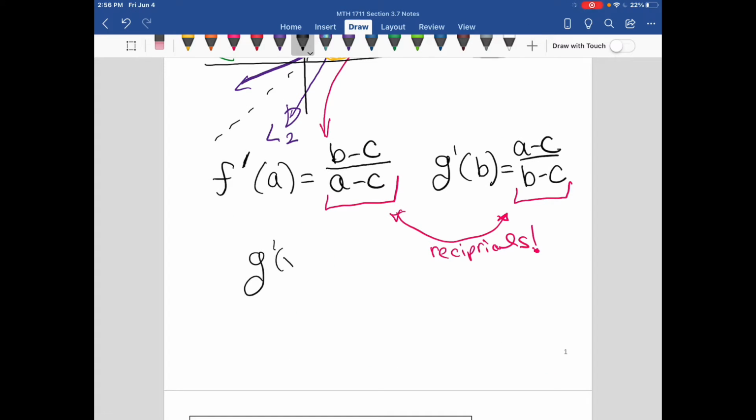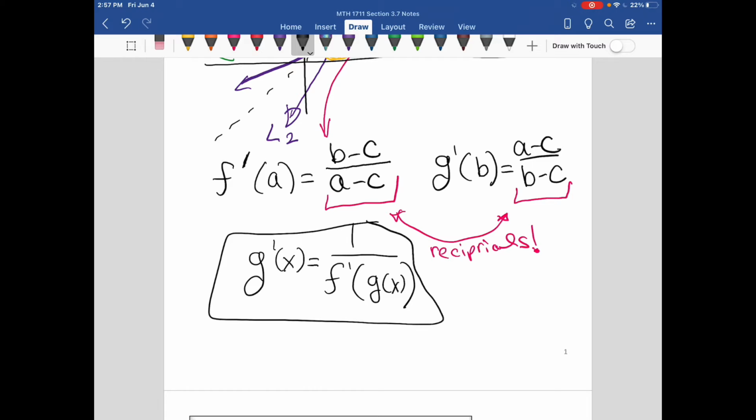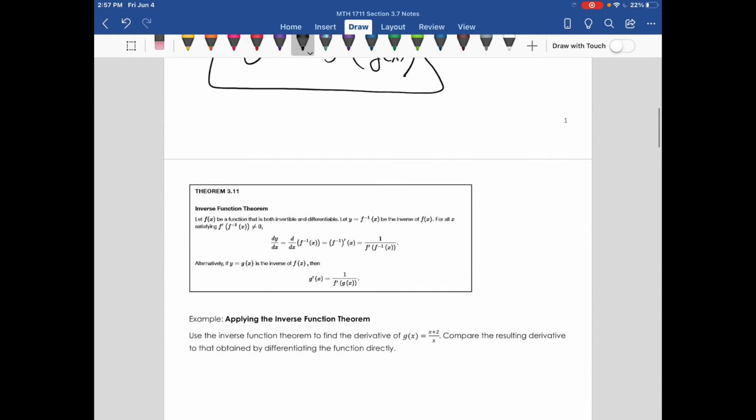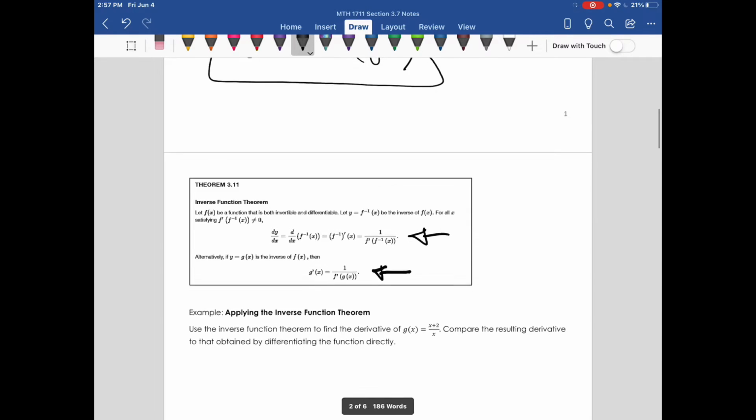Now, if I wanted to write this in a generic way and not just for one specific point AB, I would write it like this. The derivative of the inverse, which we call g of x, is equal to the reciprocal of the derivative of f evaluated at g of x. So this formula is written with the inverse notation, and then it's also written with the inverse just written as g. So g is the inverse.